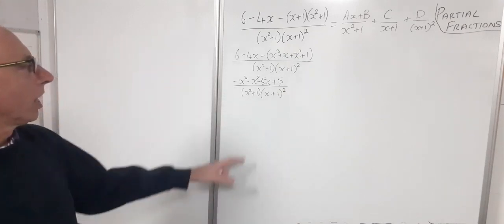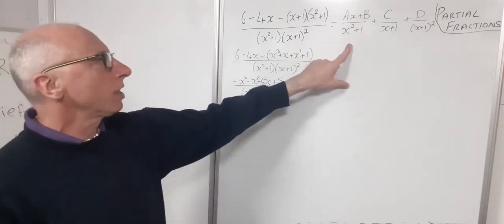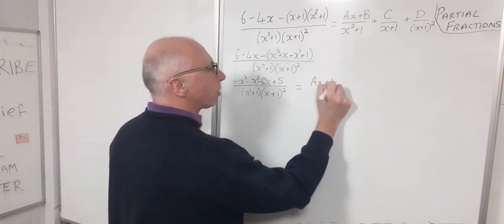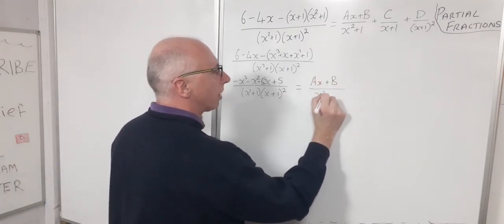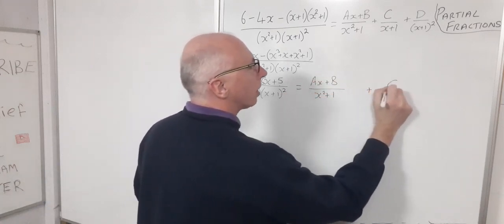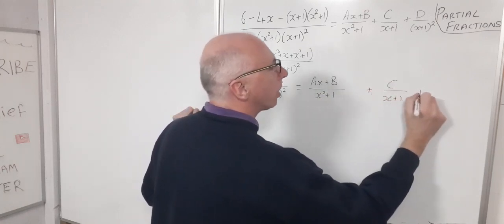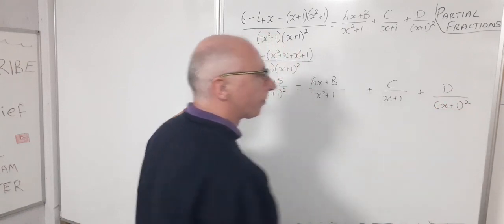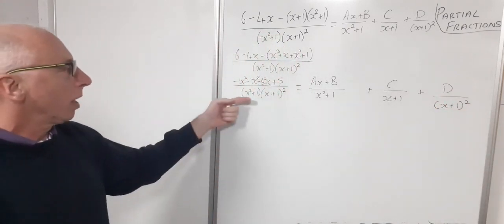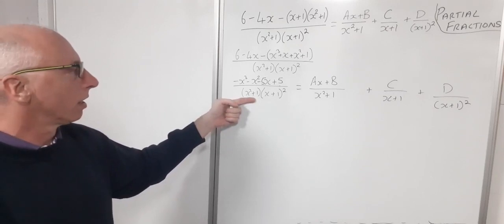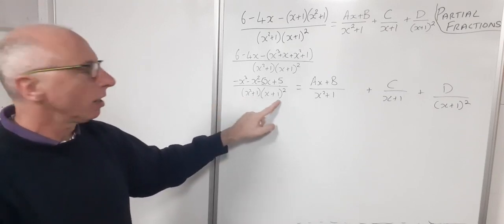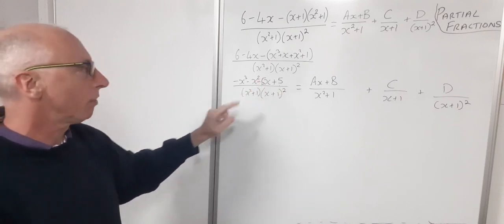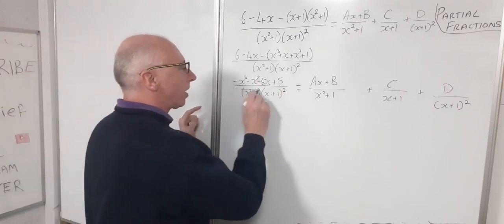Okay, let's do something with this side. So now what I'm going to do is rewrite these with a bit more space. Now you'll see why that is in a moment. So c over x plus 1 plus d over x plus 1 all squared. So now what I'm going to do is multiply both sides by this term here. So if I multiply this side by this term, this will cancel out and just leave that on its own with no fraction. So that will take care of that.